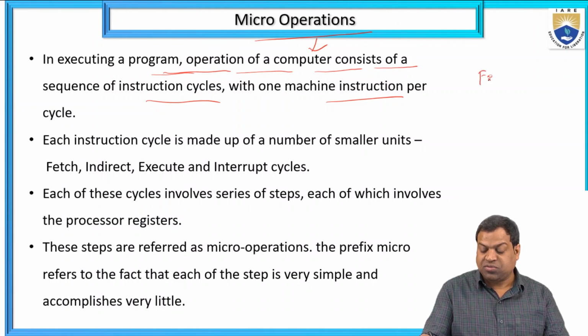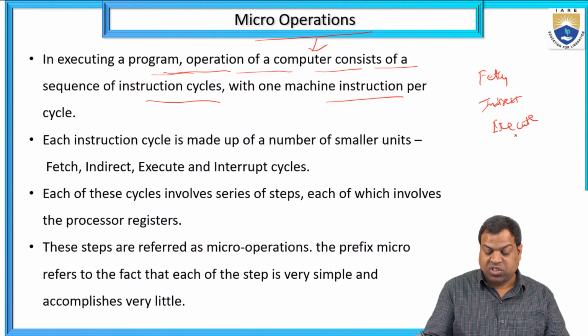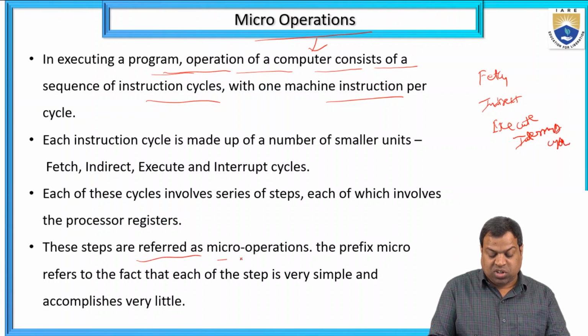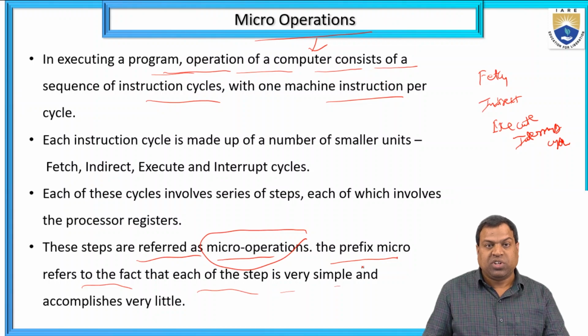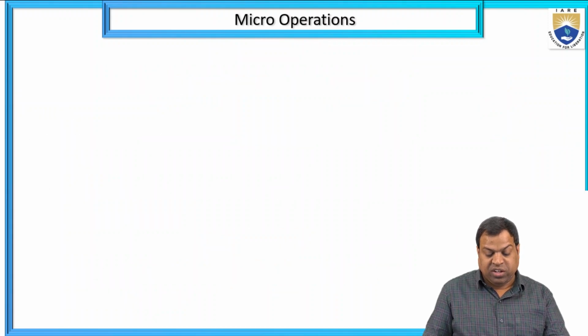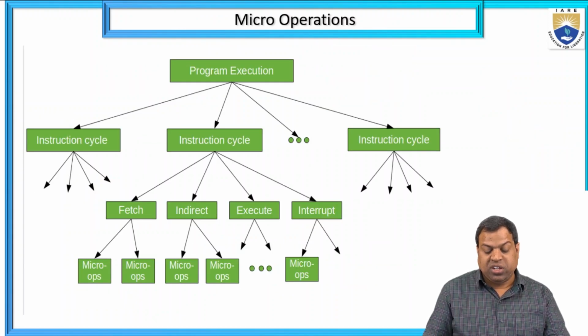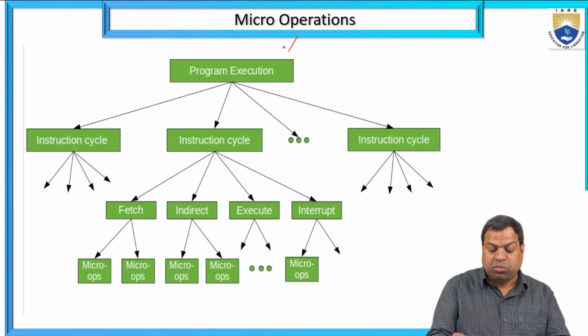The prefix micro refers to the fact that each step is very simple and accomplishes very little. So when discussing micro operations, we are looking at any program. Each instruction is made up of a number of smaller units: fetch, execute, and interrupt cycles. The steps are referred to as micro operations. So micro operations are part of program execution.